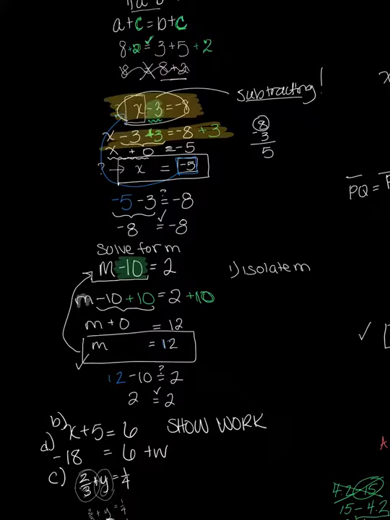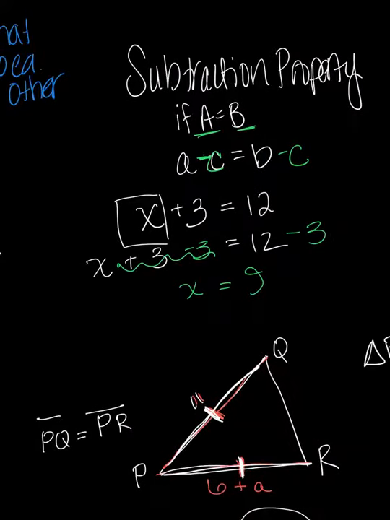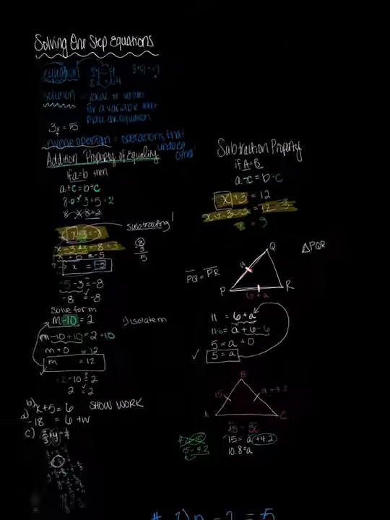If I have a problem where I am adding something to x, I need to end up doing the opposite of the addition, which is subtraction. So I subtract 3 from this side and also this side to get x by itself and get my solution.